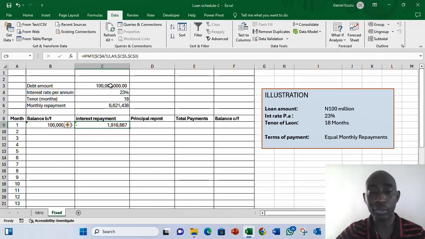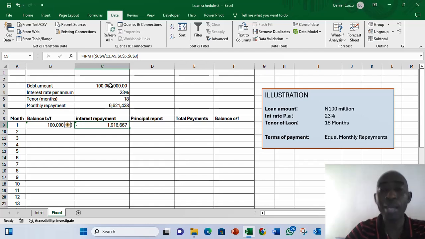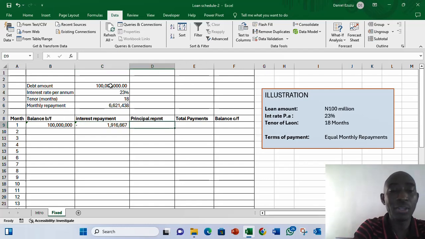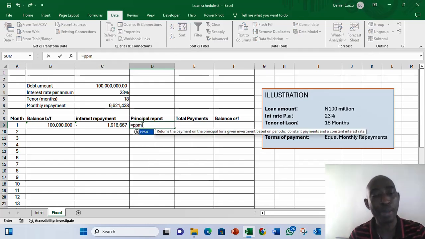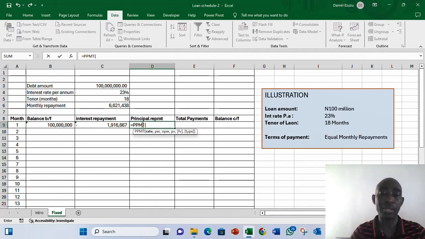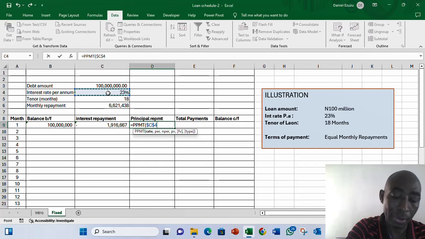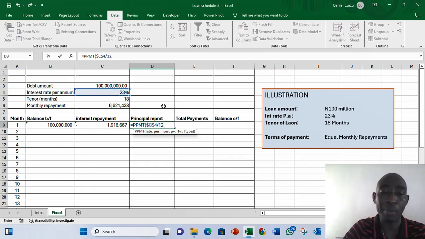Now let's look at the principal element of what we are going to pay in month 1. The principal element is simply going to be this one minus this. But assuming I have not computed this, I can also determine what should be here by saying equal to PPMT. Now, the PPMT function is used to compute the principal payment portion of a facility with a fixed equal repayment. So when I take this, it's asking me the rate. We already know the rate. This divided by 12. And I take my comma, it's asking me which month am I talking about now. And I say I'm talking of month 1. And I take this. How many payments?